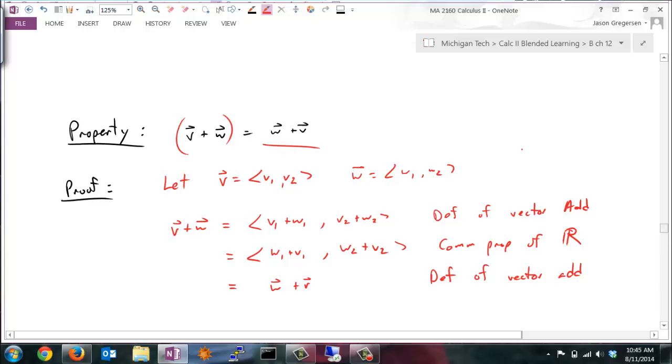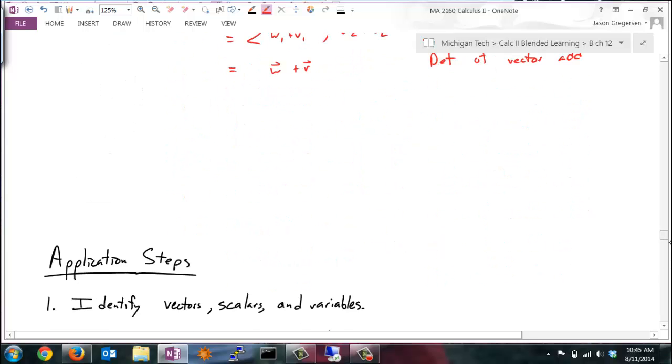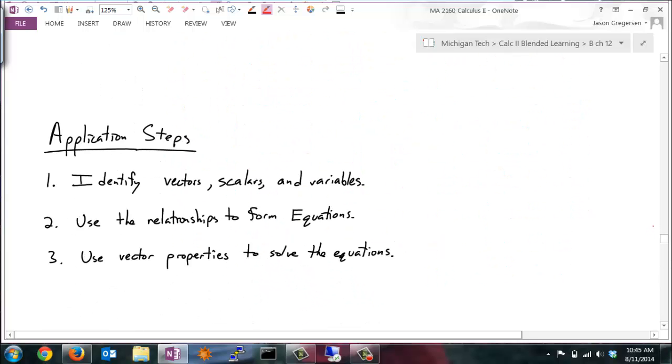All right. So next thing we want to touch on is applications. A couple applications here. Once again, it's not going to be a main focus, but you should know how to do word problems. Word problems can get pretty complicated if we really focus on them. So we're just going to think about the basic ones. Now, these are just some really general steps to working with vector word problems.